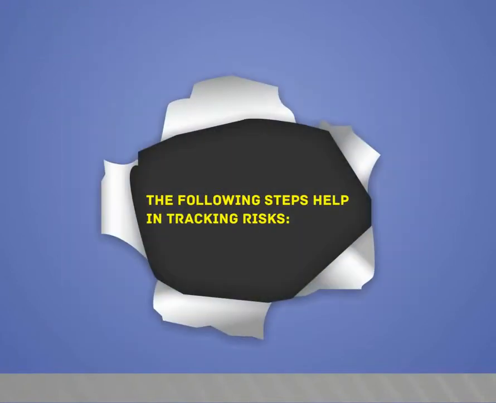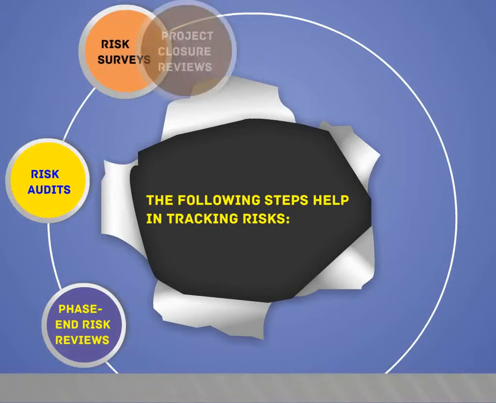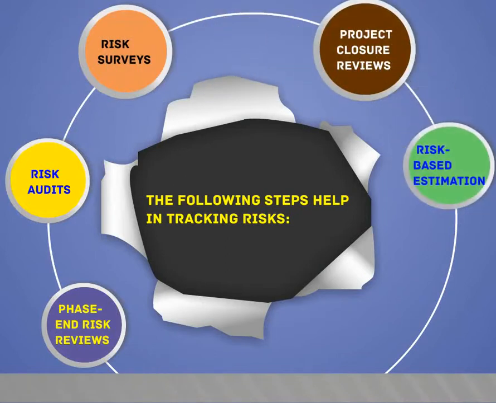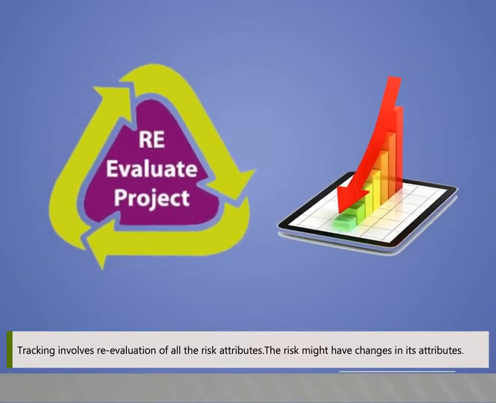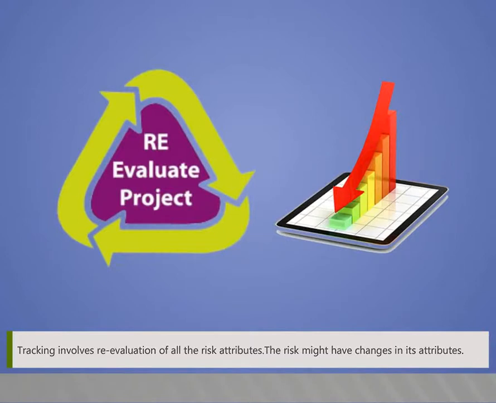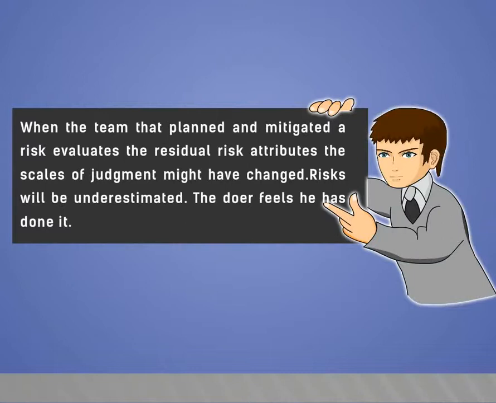The following steps help in tracking risk: phase-end risk reviews, risk audits, risk surveys, project closure reviews, risk-based estimation, risk-based planning. Tracking involves re-evaluation of all the risk attributes. The risk might have changed its attributes. When the team that planned and mitigated a risk evaluates the residual risk attributes, the scales of judgment might have changed. Risks will be underestimated. The doer feels he has done it.